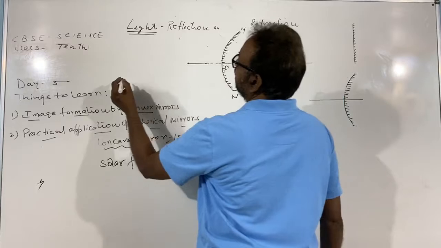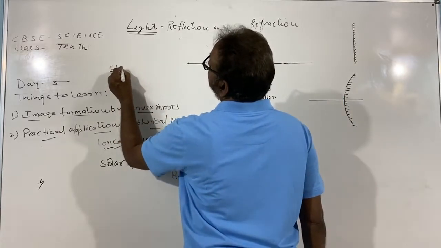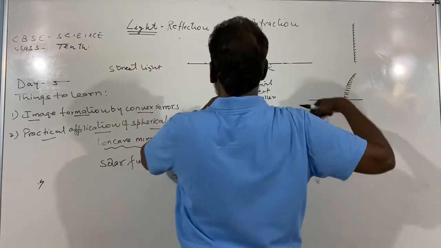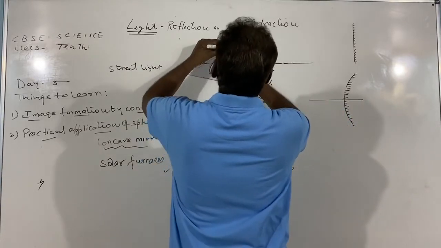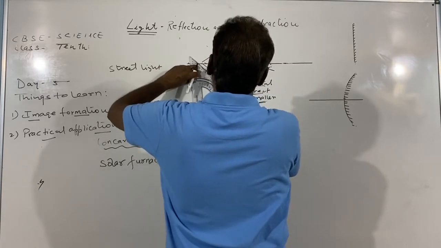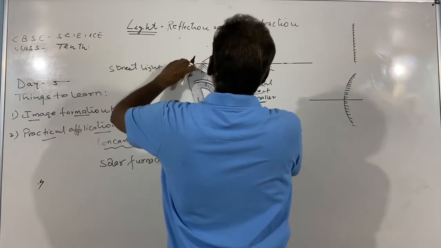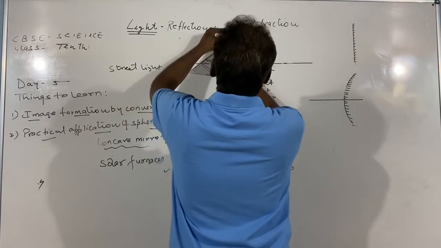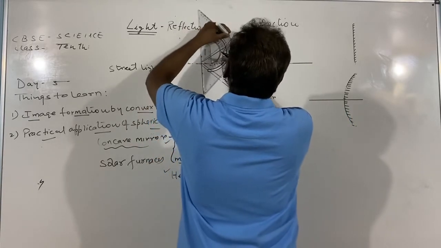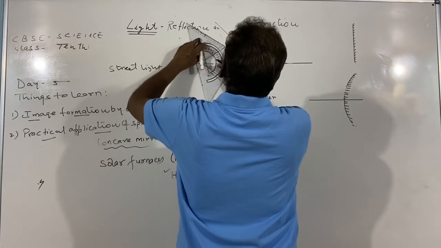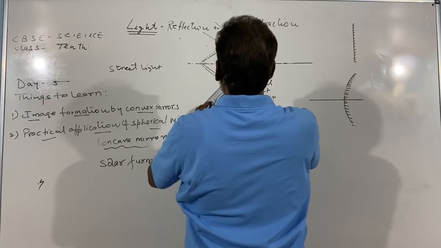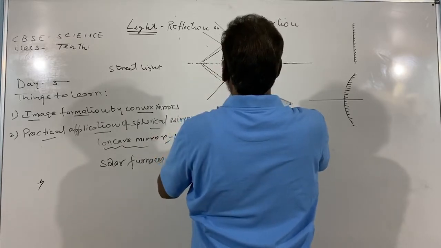Convex mirror is used in street lights. When light rays strike on the mirror, they are diverged. And the result is that a large area around the bulb is illuminated.